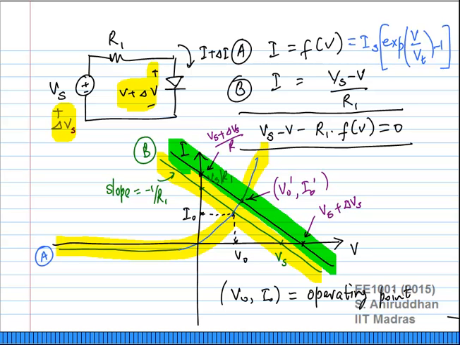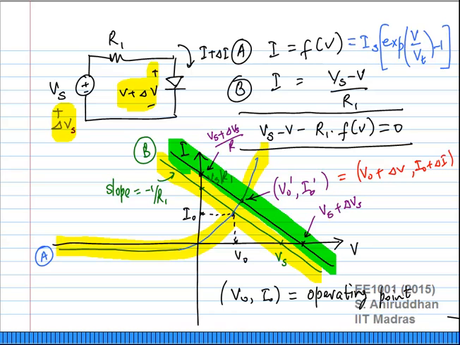But suppose this delta Vs was very small, so these two lines are going to be very close to each other. The change in operating point went from V0, I0 to V0 prime, I0 prime. What are V0 prime, I0 prime? Some V0 plus delta V, comma, I0 plus delta I. That is what this new operating point is. Is that clear so far?